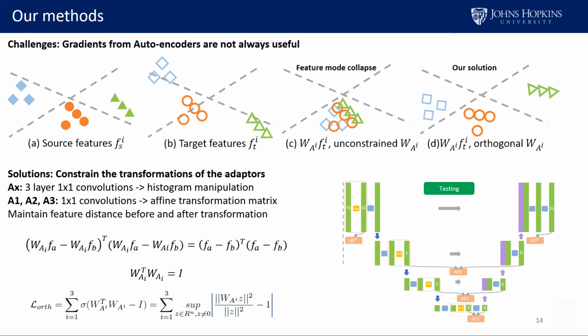Second, we constrain the feature-level adapters A1, A2, A3 to be one-by-one convolutions, which can be represented as a matrix multiplication on the feature space. To avoid feature collapsing, we want to maintain the feature distance before and after transformation. W_Ai is the adapter's convolution kernel, and F_A, F_B are two feature vectors. In order to maintain L2 distance, we need W_Ai to be orthogonal. So we train the adapters using both autoencoder reconstruction loss and orthogonality loss.